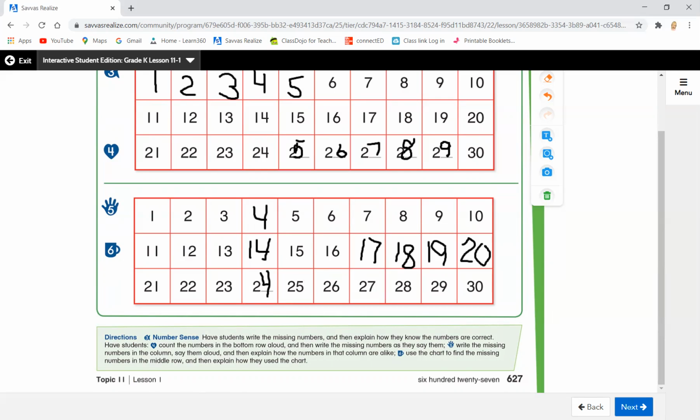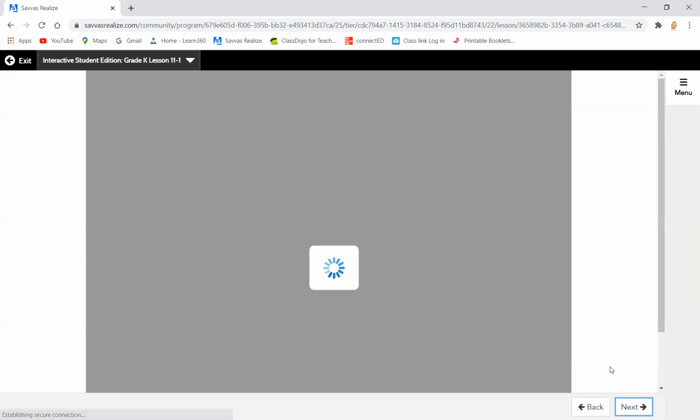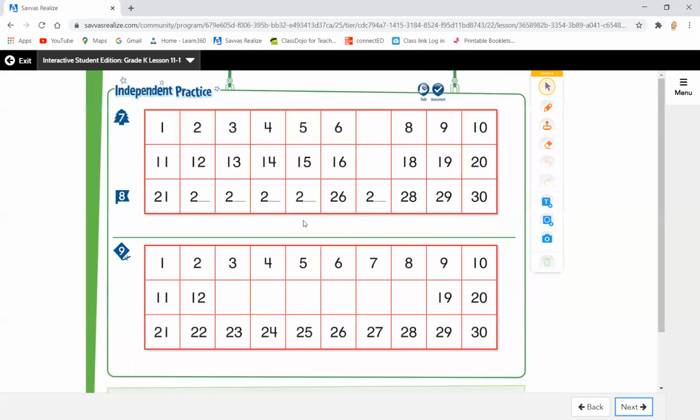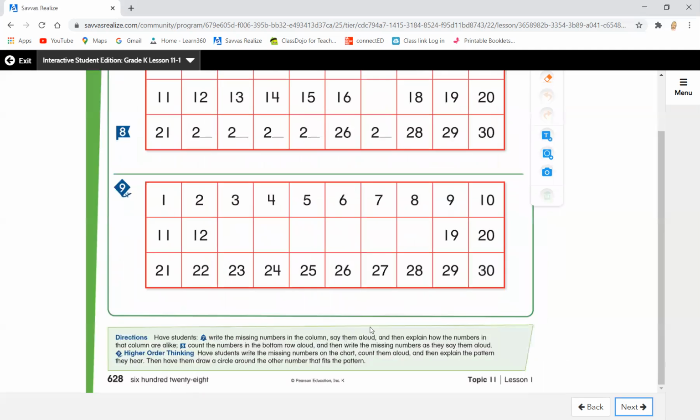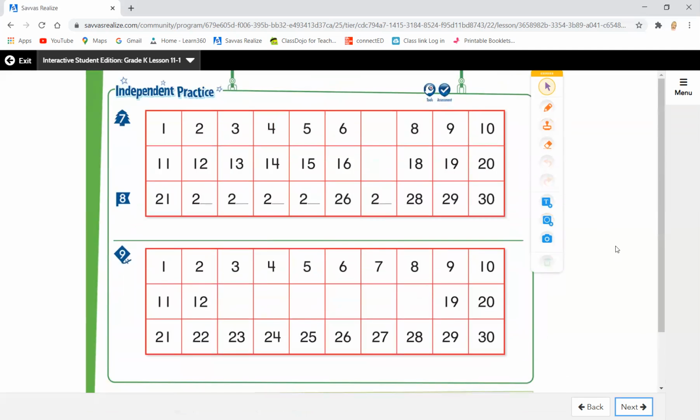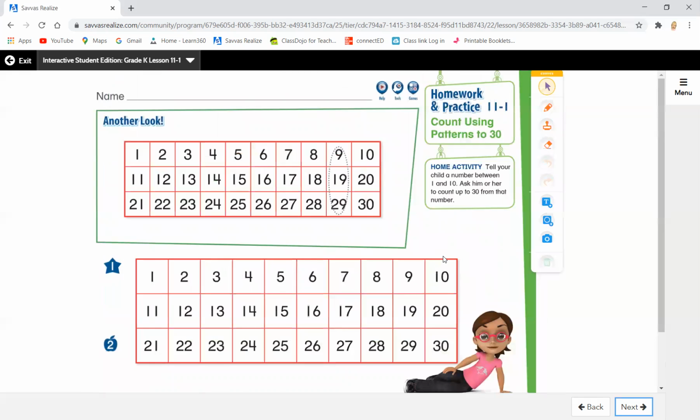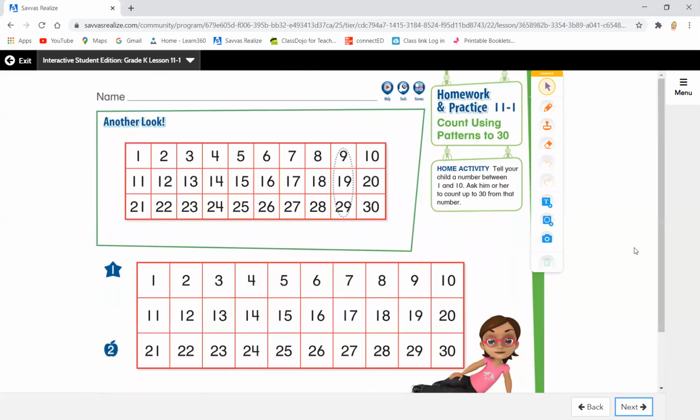Nice job. All right, the next page is your independent page. So go ahead and have your adult read the directions at the bottom of your page. When you are done with that, your next page is your homework page. Remember, it's always optional, but always good practice. Happy math, everybody. Have a great day.